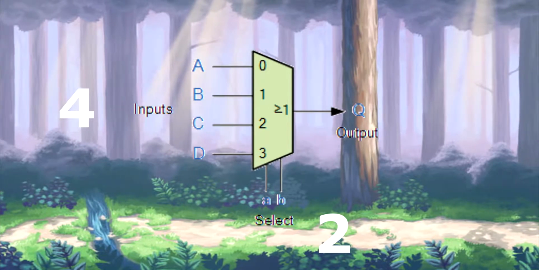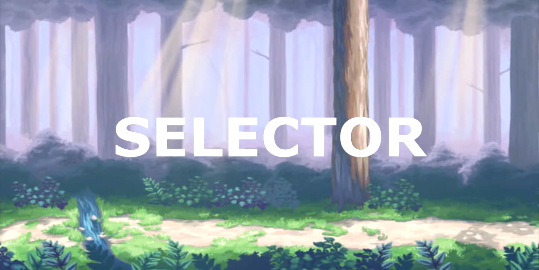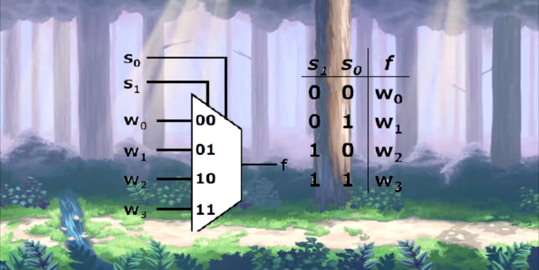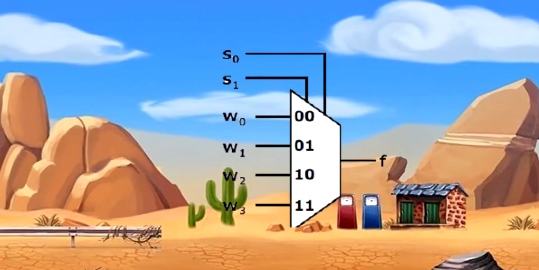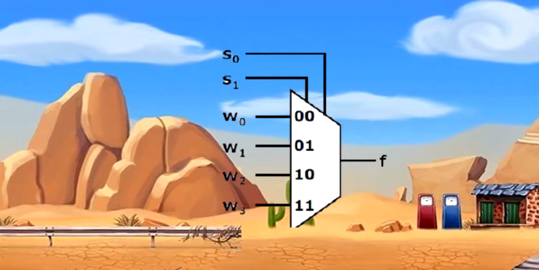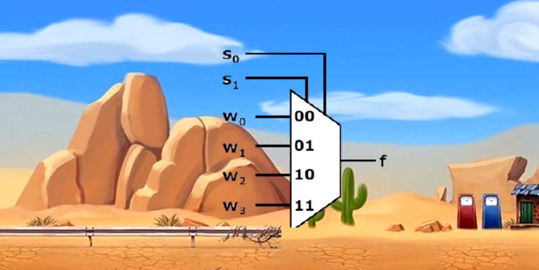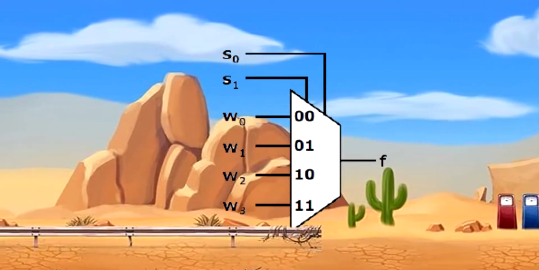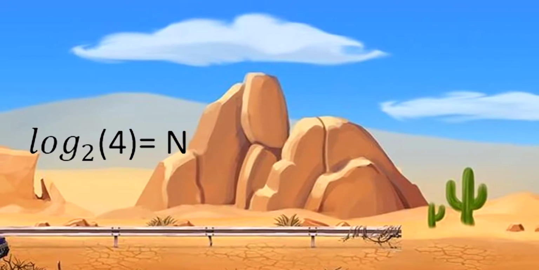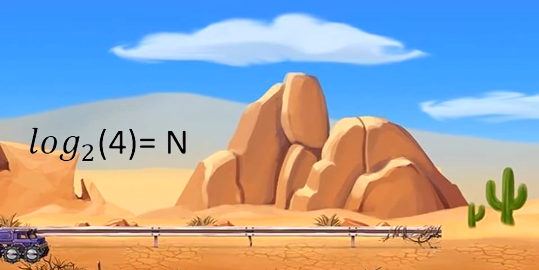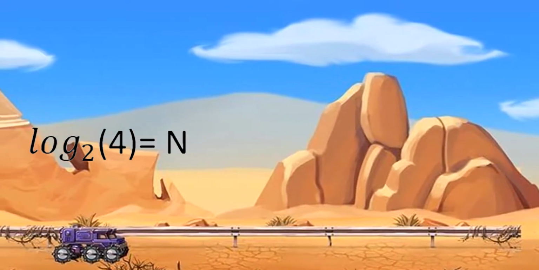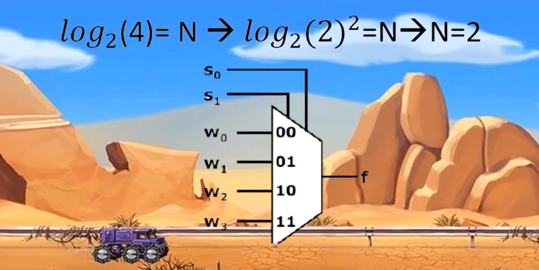The select line is called the selector. The selector will select which input is passed through the path according to the select value. So, if we have a 4-input multiplexer, how many selectors do we need? We can count it with log base 2 of m equals n, with m as the input lines and n as the selectors. So log base 2 of 4 equals n, and the value of n is 2, so we need 2 selectors.